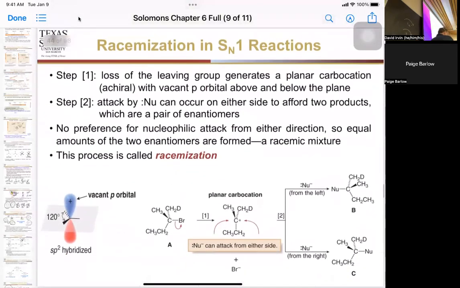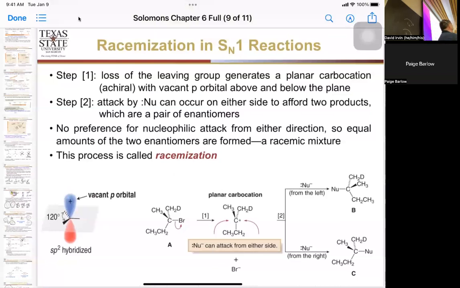So let's talk about the structure of that carbocation. The carbocation has an empty p orbital, so half of the p is on the top and half of the p is on the bottom. Is the nucleophile always going to attack the top? No. Is the nucleophile always going to attack the bottom? No. It's going to be 50-50, which means you have 50% S, 50% R.